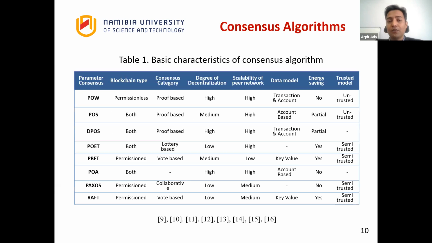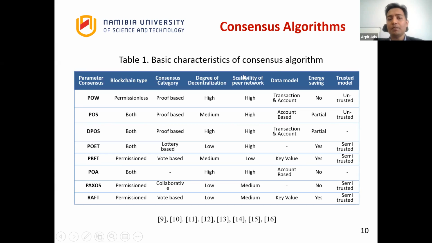From all the study we have done in this review paper, we have tabularized the results in 6 tables, or 6 different aspects. The first one shows basic characteristics. Here on the left side, you can see the consensus algorithms: PoW, proof of work, PoS, proof of stake, and so on.